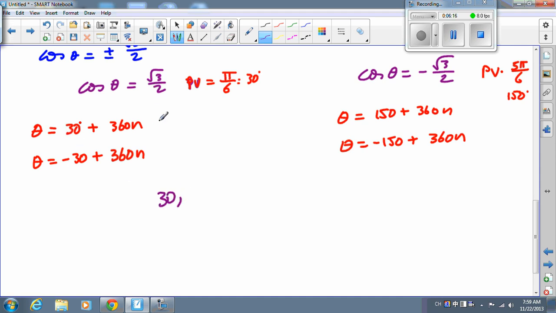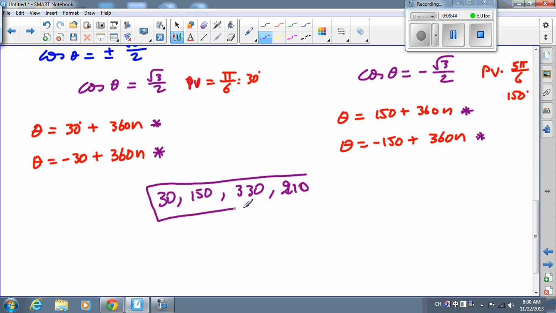I'm getting it from this equation. Well, I used this equation and got 30. I will use this equation here and get 150. If I use this one and I plug in 1, I will get 330. That's using this equation. And the last equation, if I also plug in 1, I will get 210. Those are the only solutions you can get between 0 and 2 pi, or between 0 and 360.